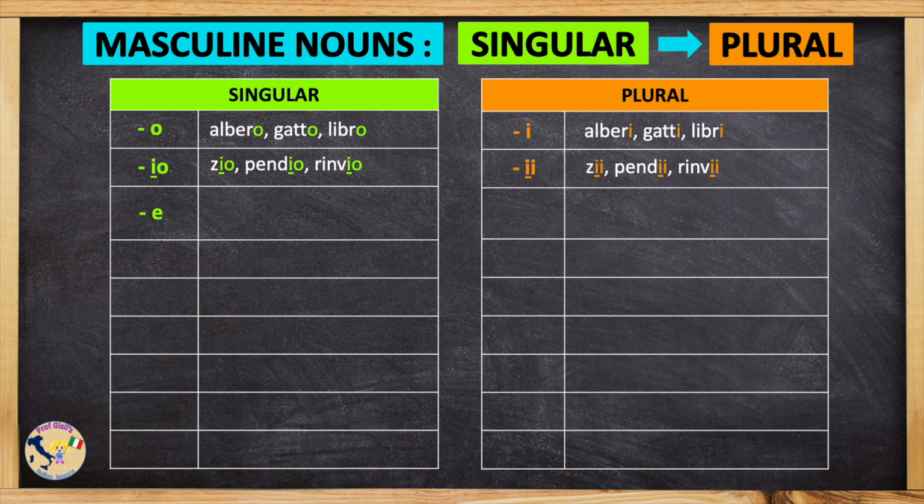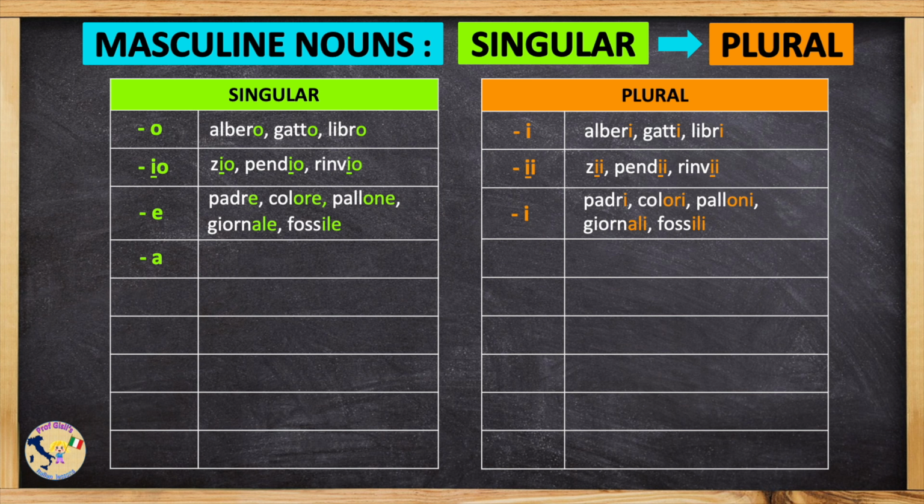Masculine nouns ending in e, including those belonging to the subcategories we've seen in part 1, end in I in the plural. So, padre, colore, pallone, giornale, fossile, for example, become padri, colori, palloni, giornali, fossili in the plural. The plural ending of masculine nouns ending in a in the singular is I. So words like diploma and problema become diplomi and problemi in the plural.